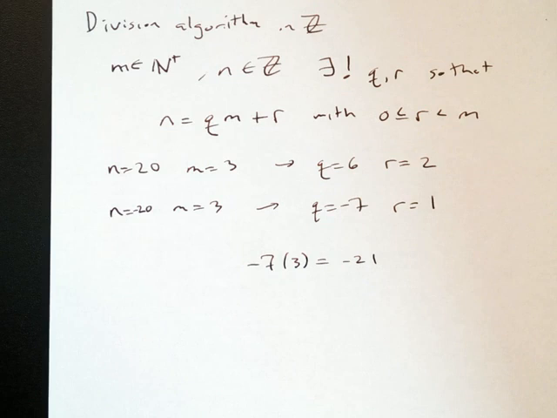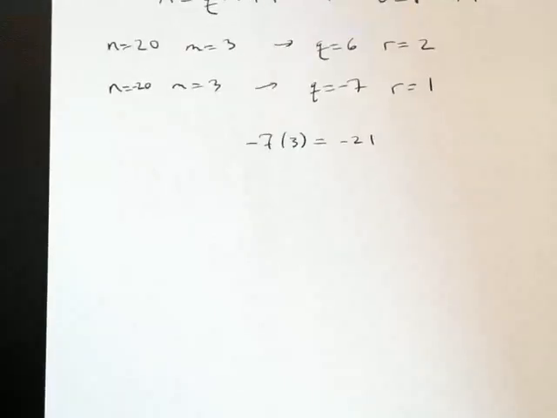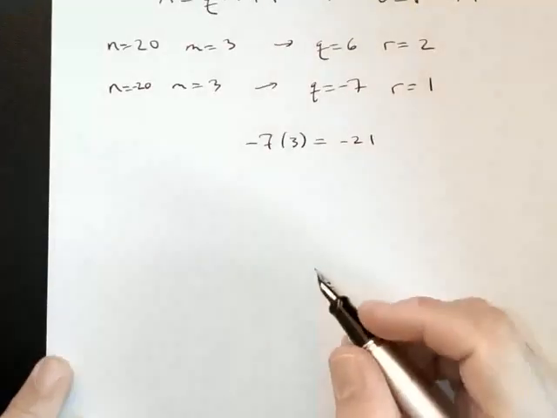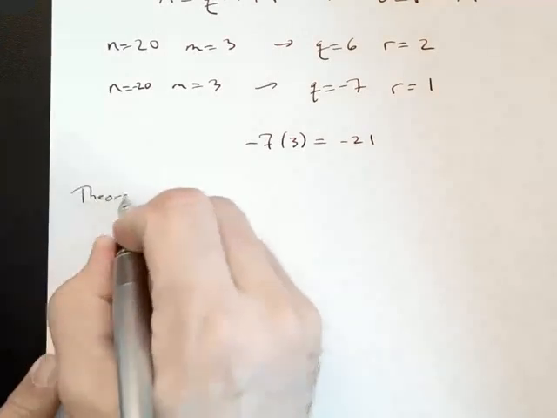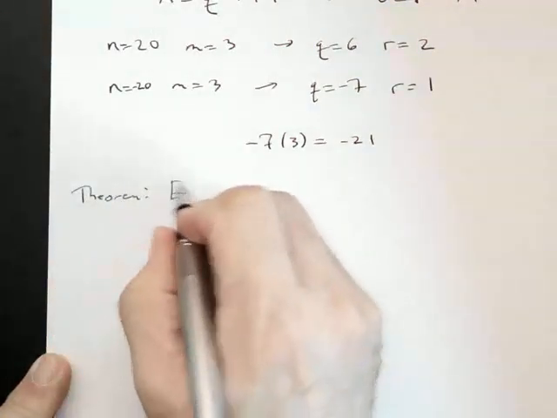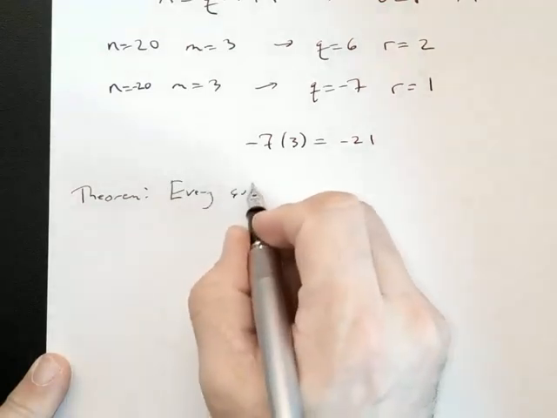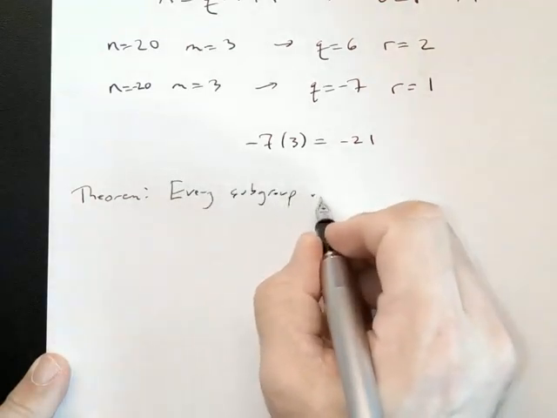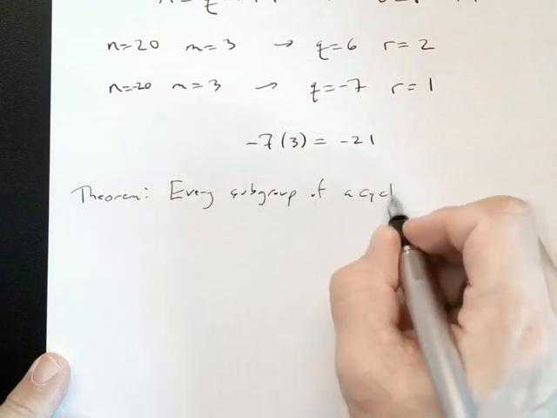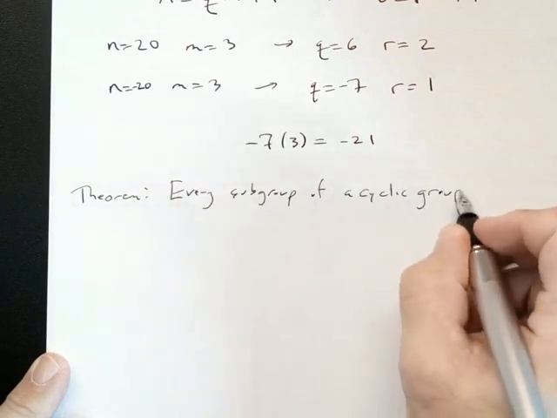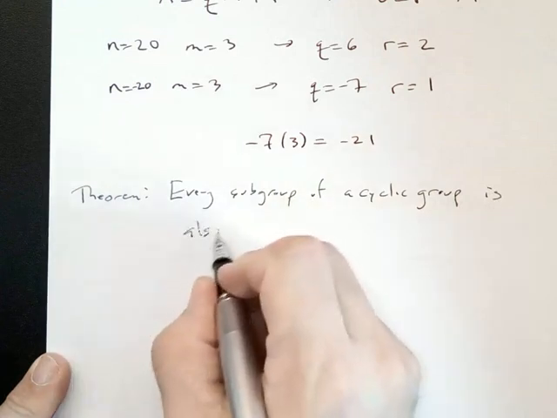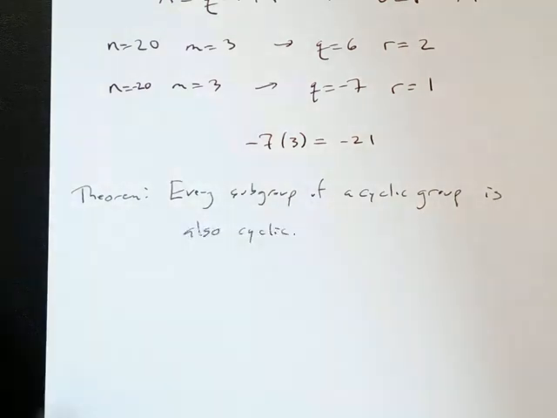Why should I give a quotient and remainder? Because I'm going to use that quotient and remainder to prove this.